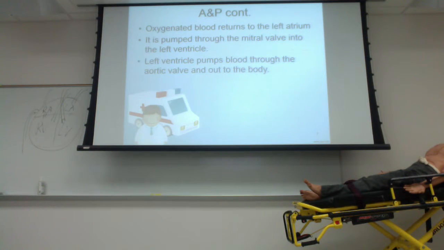Other side of that cycle we just talked about: oxygenated blood returns into the left atrium. It's pumped through the mitral valve into the left ventricle. The left ventricle pumps it out to the rest of the body.